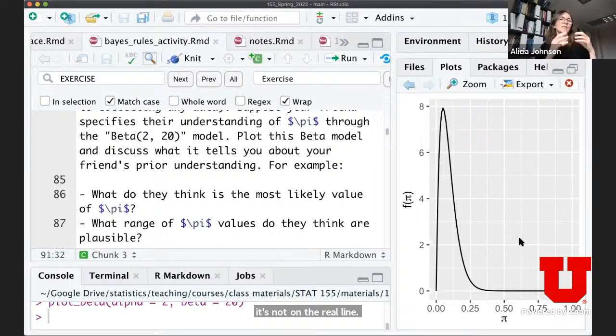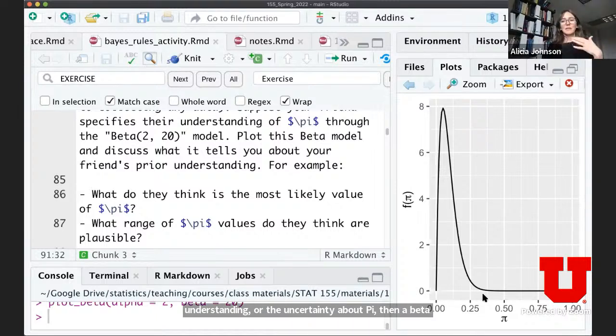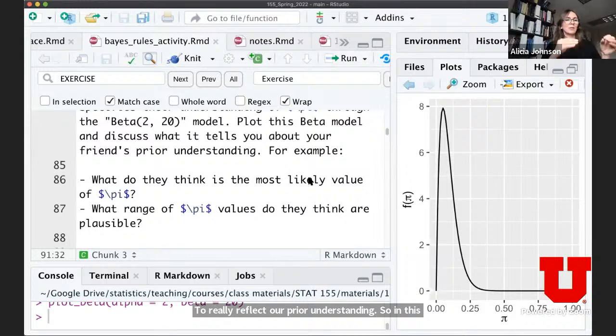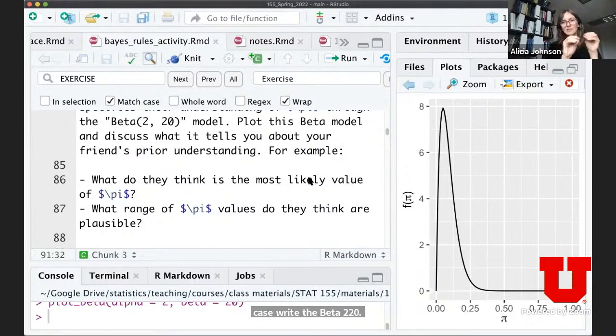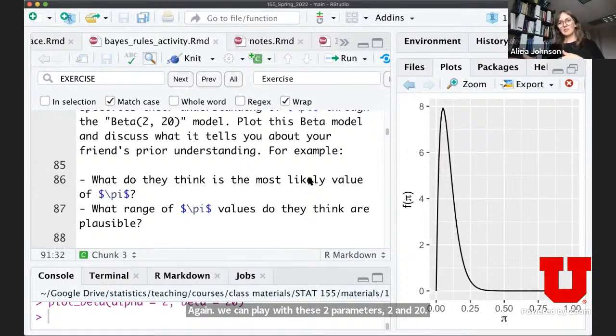So in this case, if I want to model my understanding or the uncertainty about pi, a beta model is a good option. I'm not going to get into the mathematical details, but essentially it's a model that lives on 0 to 1, just like pi does. And it's really flexible. We can make it right skewed, left skewed, symmetric, flat, bimodal. It can take on all sorts of shapes, so it has the flexibility for us to tweak it to really reflect our prior understanding. In this case, the Beta(2, 20), and again we can play with these two parameters, 2 and 20, the beta model is right skewed.